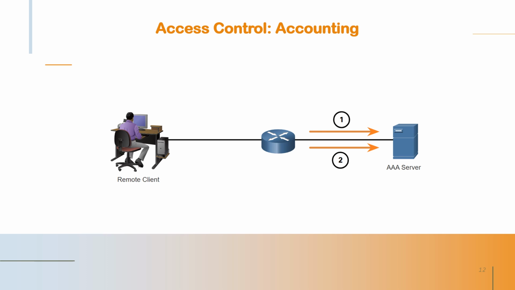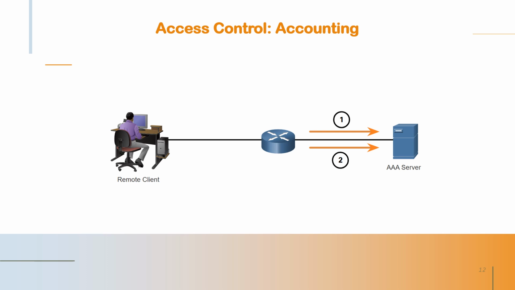As you can see in the figure, we have a user that has been authenticated. The AAA accounting process generates a start message to begin the accounting process. When the user finishes, a stop message is recorded and the accounting process ends.